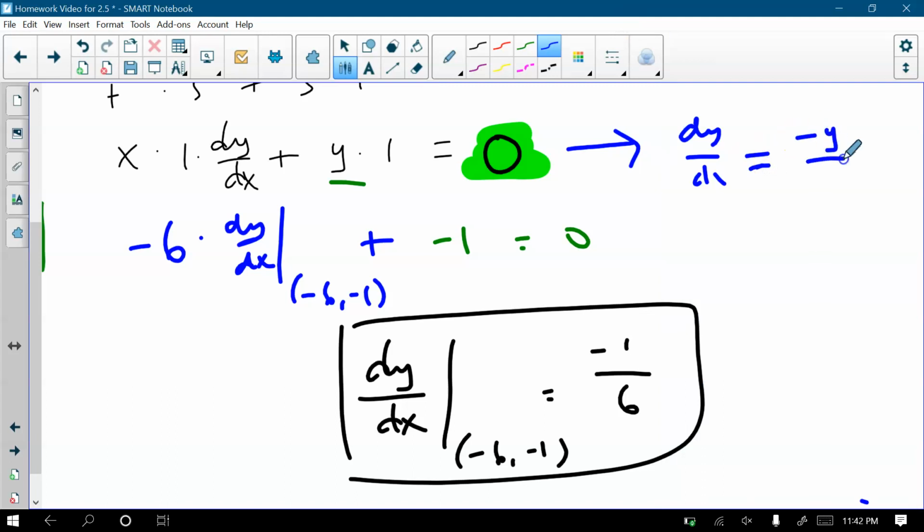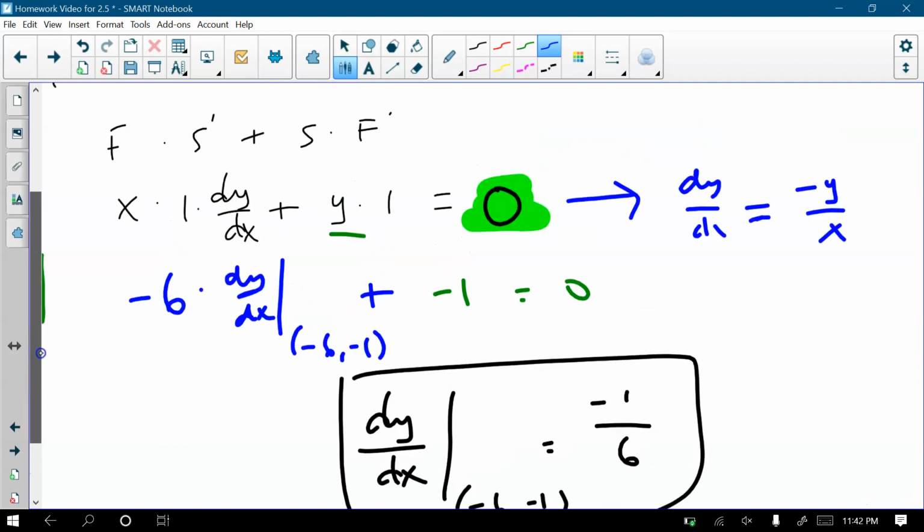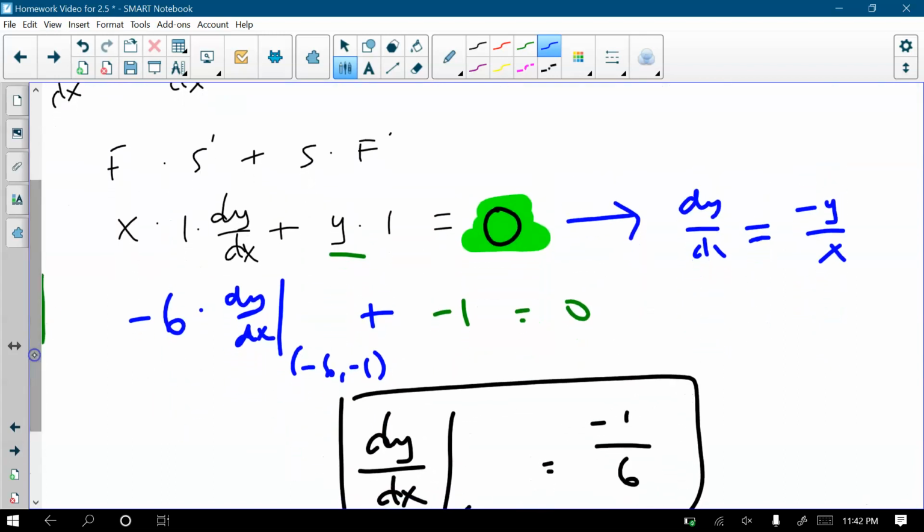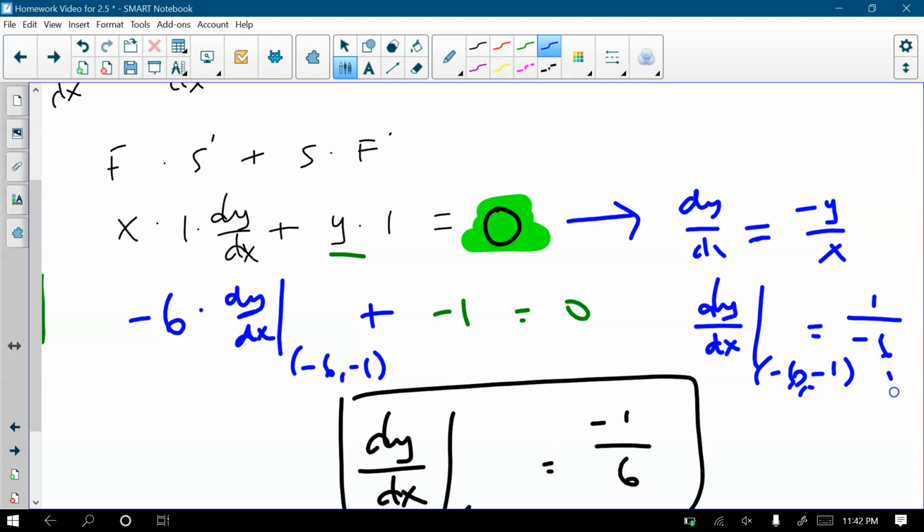So if you solve for it, you get -y over x. You just want to solve for it right away. And again, when you evaluate, please make sure you're showing the notation. We're evaluating at -6, -1, and that is equal to 1 over -6, which is what we got.